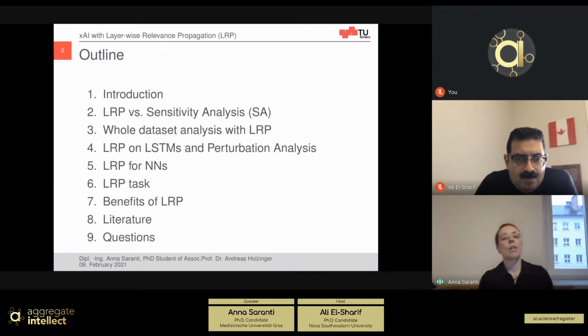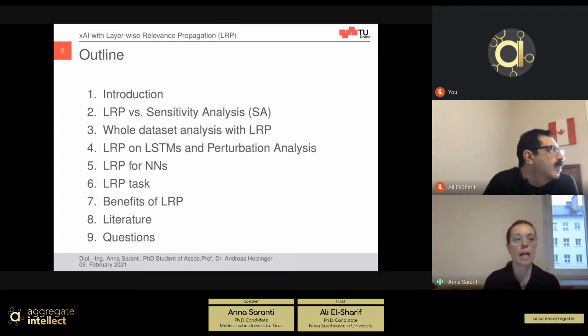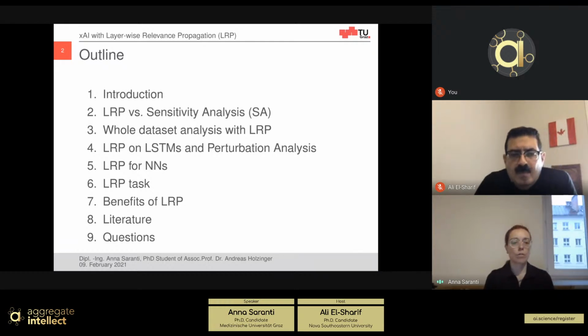Points 5, 6, and 7 are the second part of my talk and deal mostly with the basic mathematical principles behind LRP. I will also present one numerical LRP task that one can solve on paper. And I will also talk in the end about what the main key benefits of LRP are, so that one has takeaways, so to speak, for fully connected neural networks, convolutional neural networks, LSTM, and newly now for graph neural networks. Of course, the literature will also be given, and in the end, I will answer potential questions.